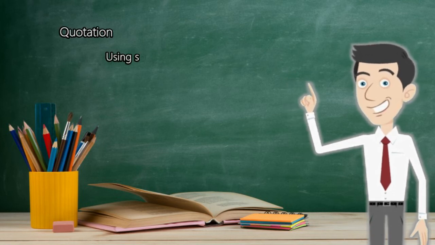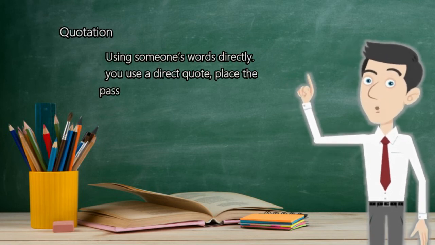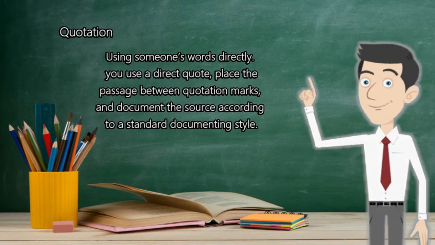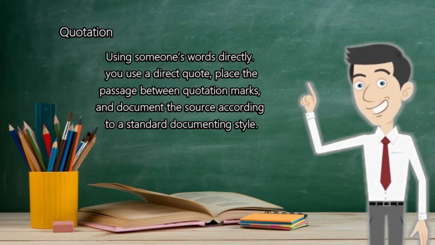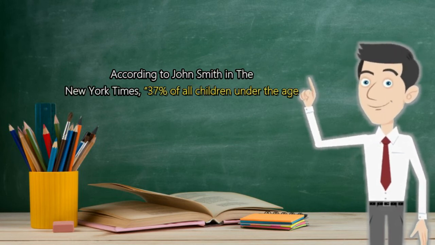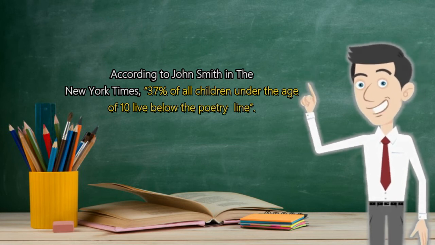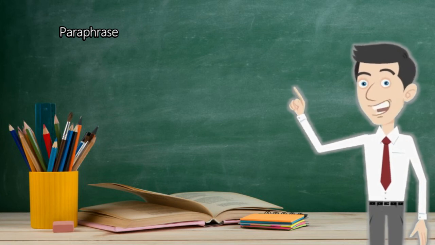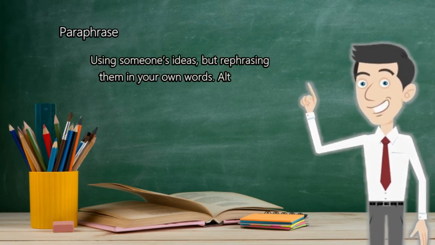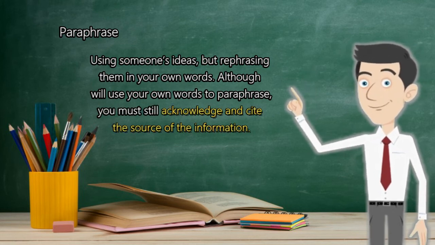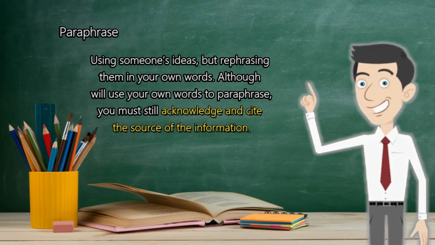Third, quotation, using someone's words directly. When you use a direct quote, place the passage between quotation marks and document the source according to standard documenting style. Example: According to John Smith in the New York Times, 37% of all children under the age of 10 live below the poverty line. So, still, you need to cite the source. Fourth, paraphrase, using someone's ideas but rephrasing them in your own words. Although you will use your own words, you must still acknowledge and cite the source of the information.